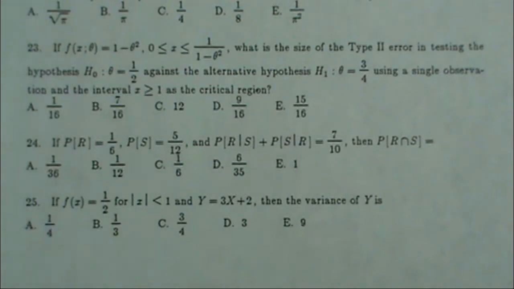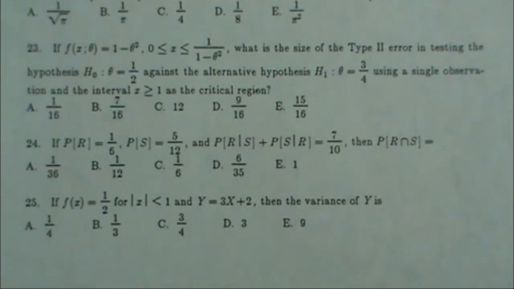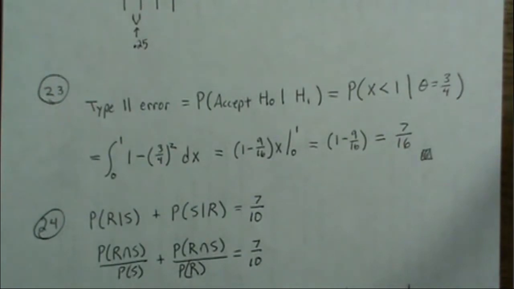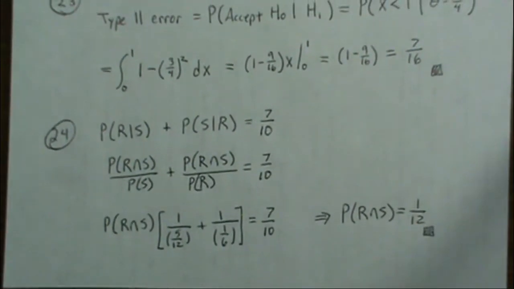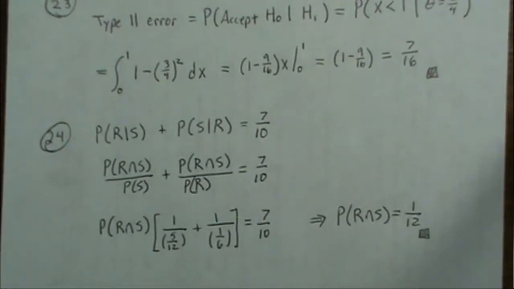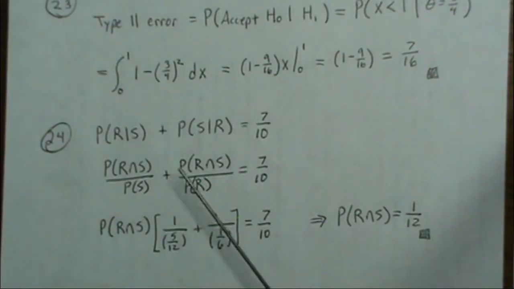Problem 24. If the probability R is 1/6, probability S is 5/12, and the probability of R given S plus the probability of S given R is 7/10, then what is the probability of R intersect S? So here we need to find the probability of R intersect S.